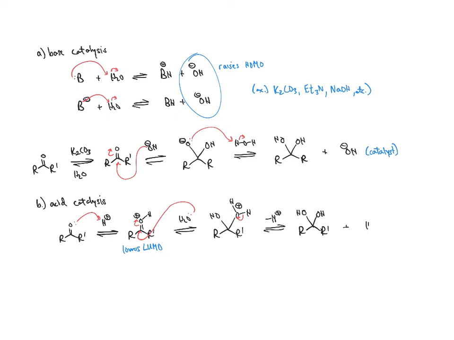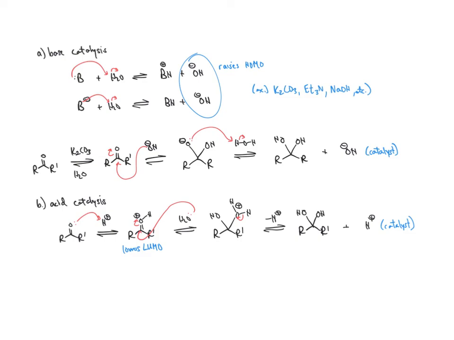And again, our proton source is a catalyst. It can go back to the beginning and do the reaction all over again. And so this is a gem-diol formation. It can occur under acidic or basic conditions.